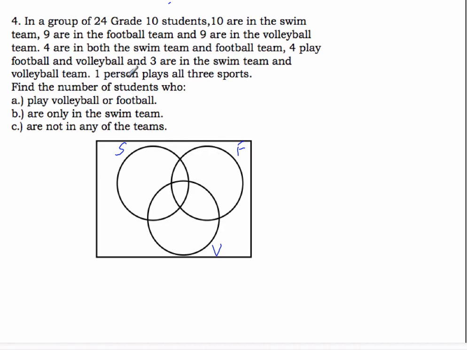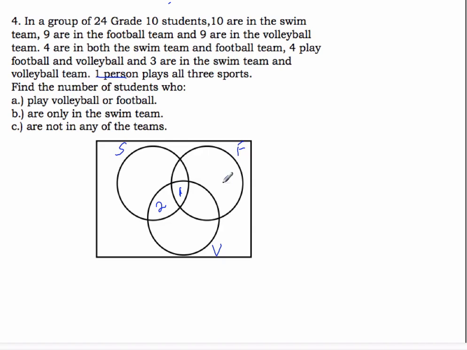So actually I like to start right there and work our way backwards, because if one person plays all 3 sports, they're in that triple intersection part right there, so that's that one person. And then I'll work backwards and we'll be able to figure out all the other numbers. 3 are in the swim team and the volleyball team. So that would be this region. It should add up to 3. But we have 1 here already, so there should be 2 in this region.